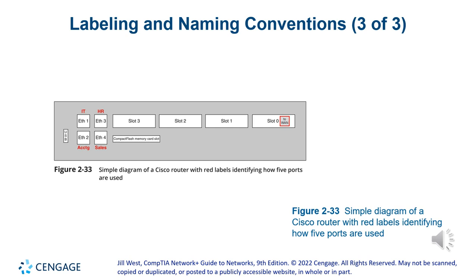Now, if you want to label your equipment, you can put labels there. The squares will be kind of your ports, the ETH1, ETH2, ETH3, ETH4, and you see that they can put a little label that shows the IT, HR, accounting, and sales. So again, if you don't happen to have your documentation on hand, or if you do, you can still verify.